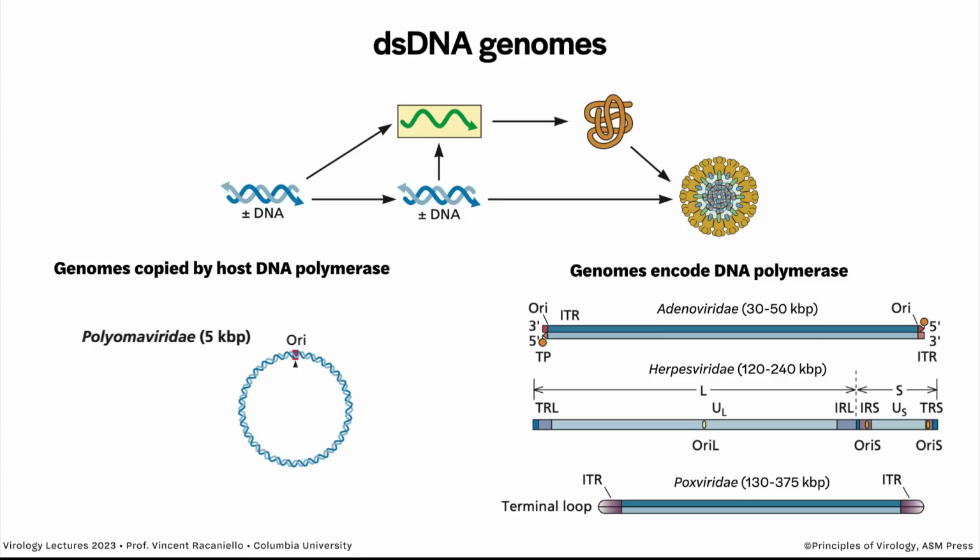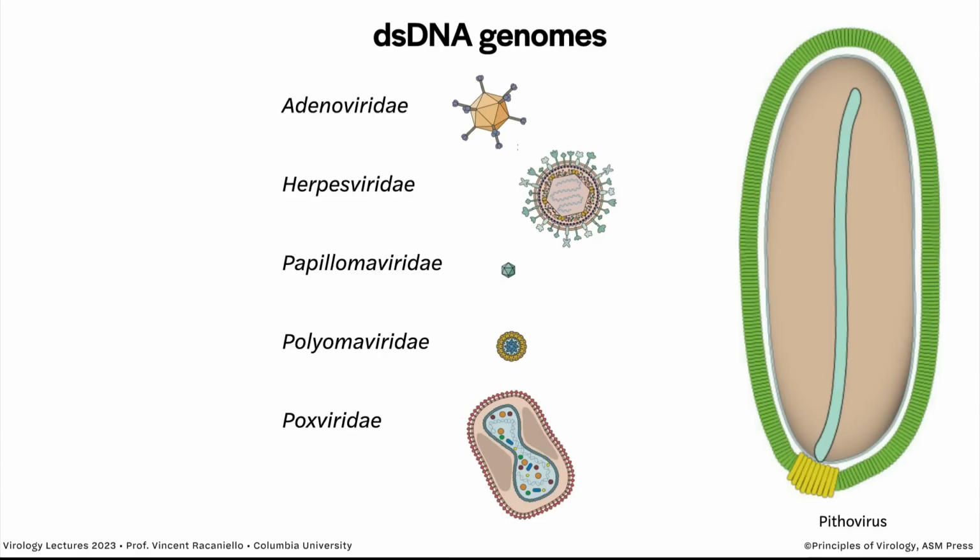But on the right are genomes of DNA viruses that are considerably bigger. For example, adenoviruses, 30 to 50,000 bases of double-stranded DNA. Herpes viruses, 120,000 to 240,000. Pox viruses, even bigger, all double-stranded DNA. These viruses encode their own DNA polymerase, presumably giving them flexibility in their reproduction. And so here are examples of viruses with double-stranded DNA genomes, and we will talk about these throughout the first half of the course in terms of how they reproduce. We have adenoviruses, herpes viruses, papillomaviruses, polyoma, and pox viruses.